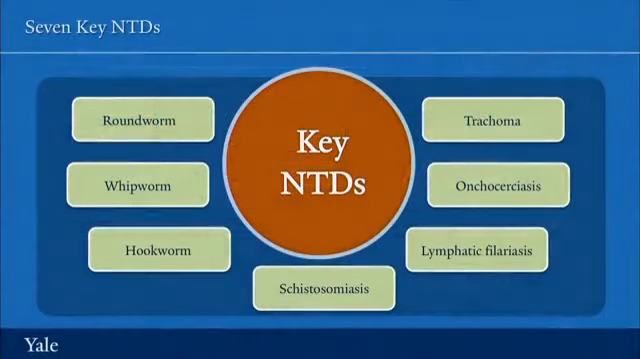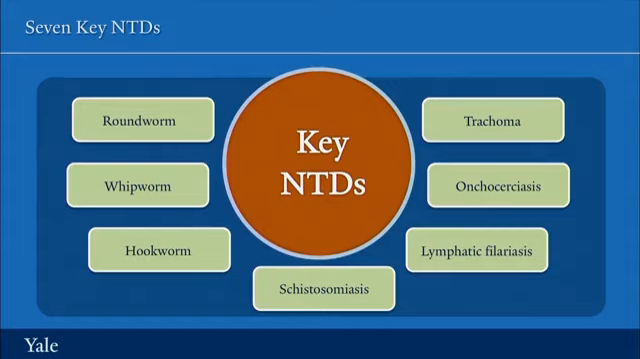Without going into too much detail, let me comment very briefly on how these diseases are transmitted. The soil-transmitted helminths are transmitted when eggs pass from the host in feces and then are transmitted when humans ingest the eggs of the worms.